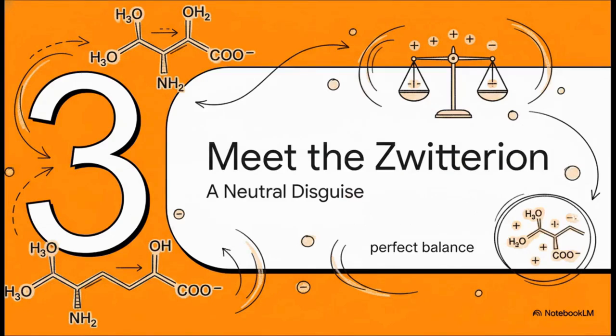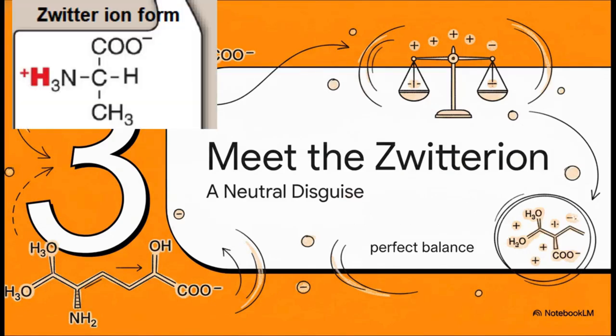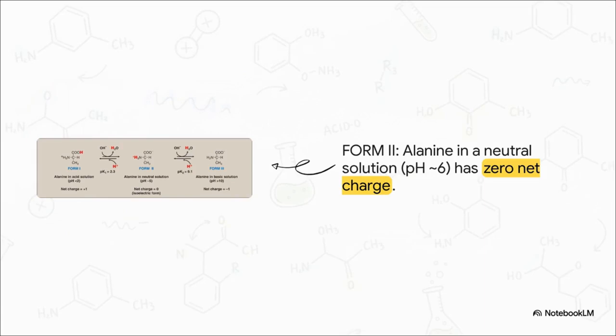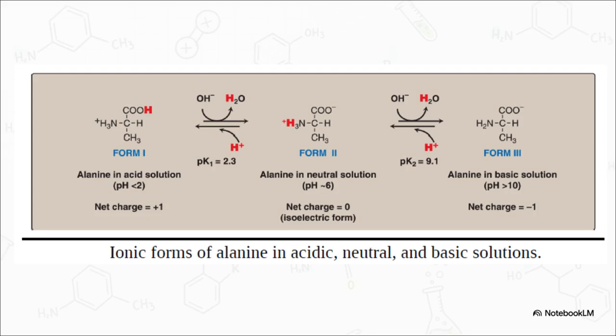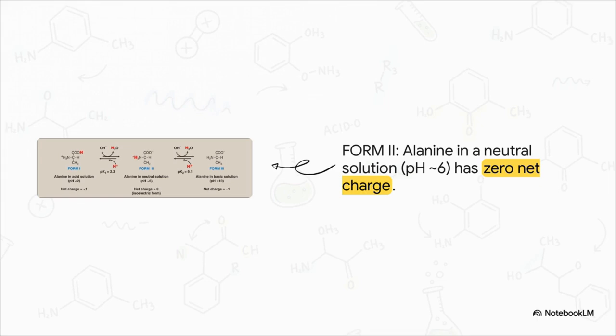Okay, now that we have our rulebook, let's see what happens at a really specific, really important point in an amino acid's life, a point of perfect balance. Check out this molecule right in the middle, form 2. That's our buddy alanine, just sitting in a neutral solution. Now notice what's going on. It still has that positive charge on the amino group and that negative charge on the carboxyl group. They're both there, but here's the kicker. They perfectly cancel each other out.